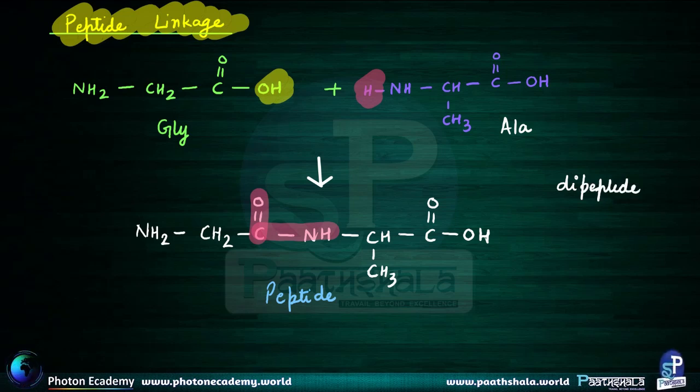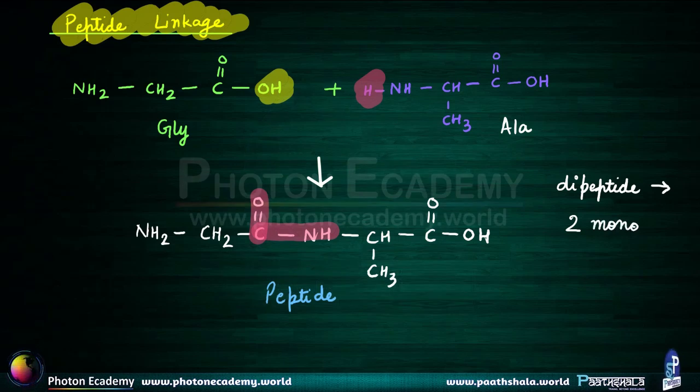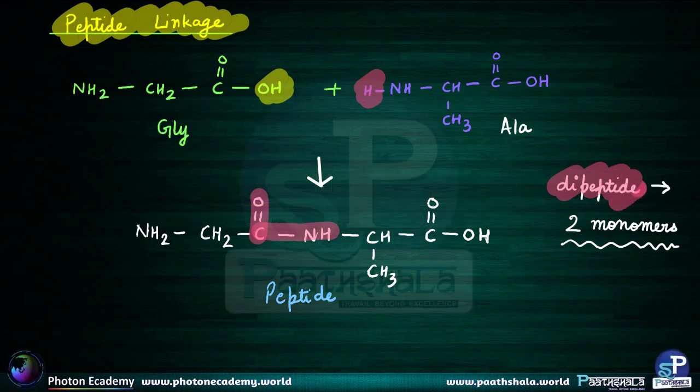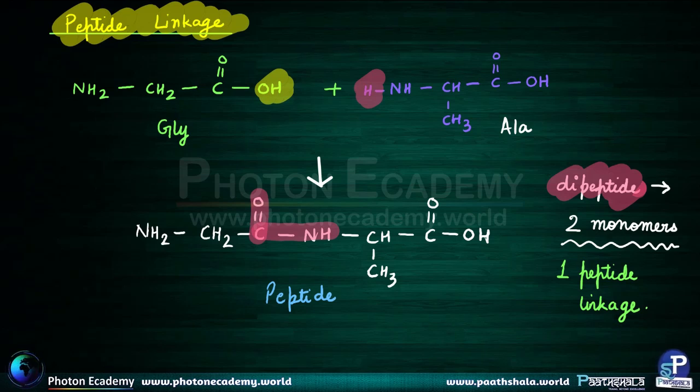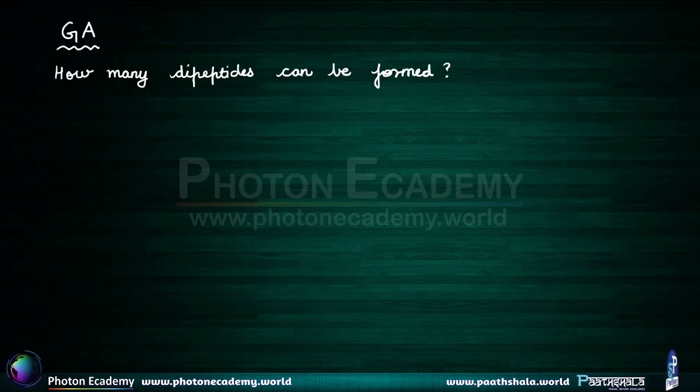and dipeptide because it was formed by the two monomers that we took at the beginning, that is glycine and alanine. So when two monomers are involved, they lead to the formation of a dipeptide. And please remember that a dipeptide has only one peptide linkage. So two monomers are involved, but there is only one peptide linkage. So the number of peptide linkages will be one less than the number of monomers involved.